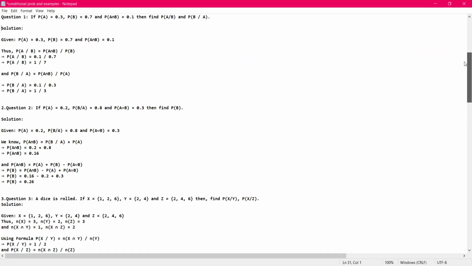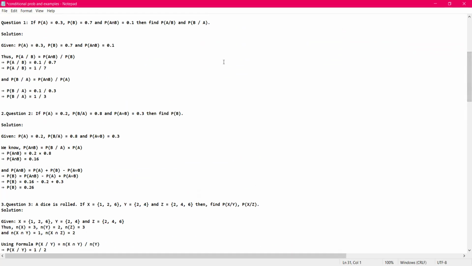Now we will discuss examples. See, first question. If P of A equal to 0.3, P of B equal to 0.7, and P of A intersection B equal to 0.1. Now they are asking P of A given B and P of B given A. So now we have to find the conditional probability. So what is the first question? Find the probability of event A given that event B has occurred.